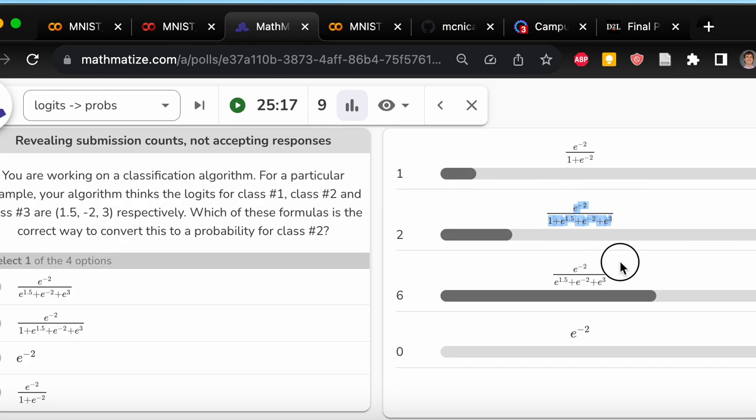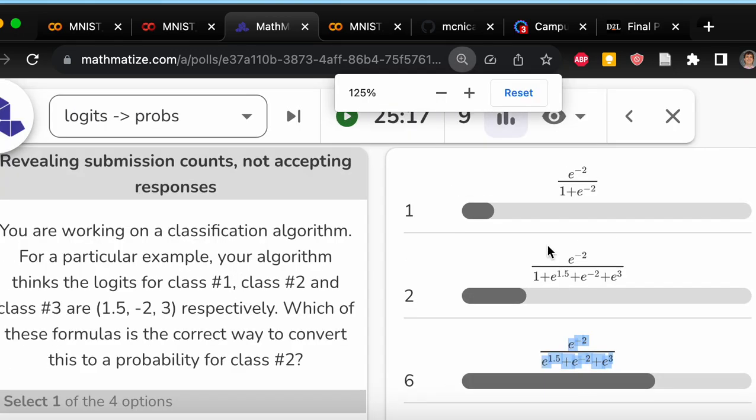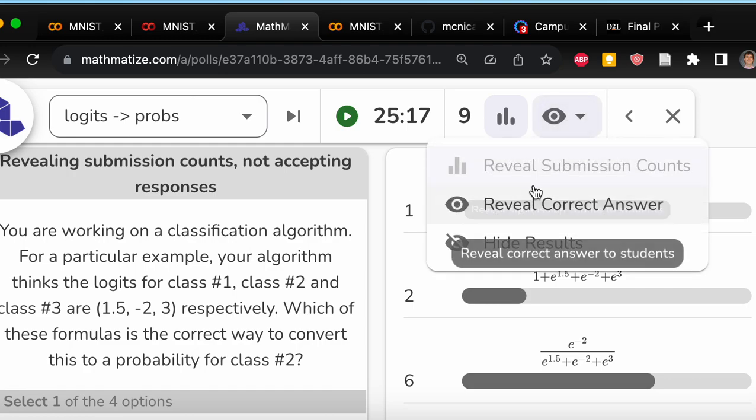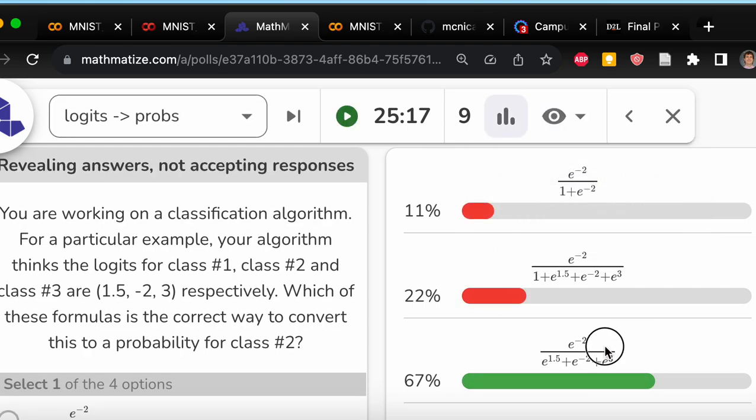Right? And because they sum to 1, if you choose this formula, presumably you would also pick e to the 1.5 and e to the 3 on the top for the other 2 classes. And then if you added up all 3 probabilities, the denominator and the numerator would be exactly the same, and it would add up to 1. So the thing that you guys chose, the most common answer, is the correct answer. So well done to people who chose that.